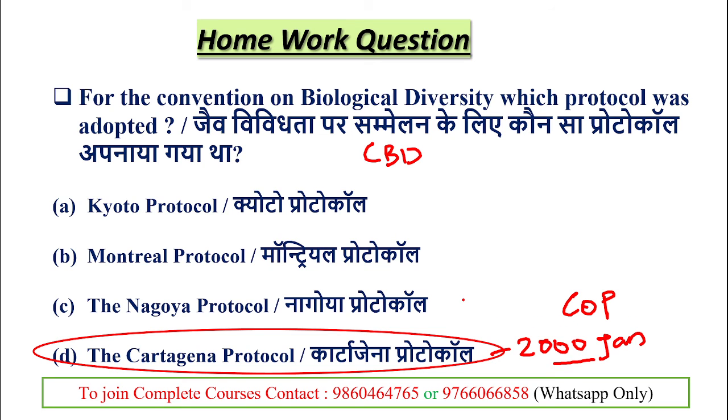January. And the other protocol, the Nagoya Protocol, is in 2010, and it is for genetic resources, benefit sharing and compliance. Clear? That is in 2010, the Nagoya Protocol. And then the Montreal Protocol, that is in 1987. And the Montreal Protocol is for ozone layer protection.